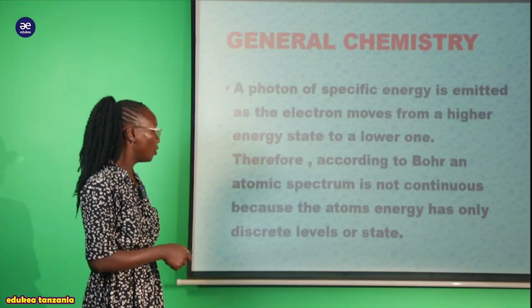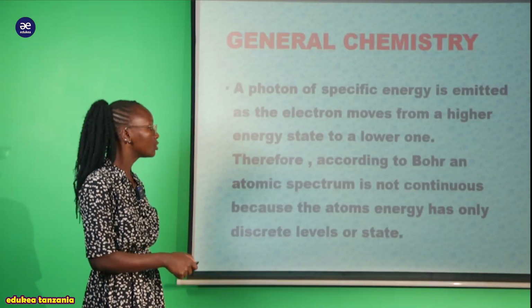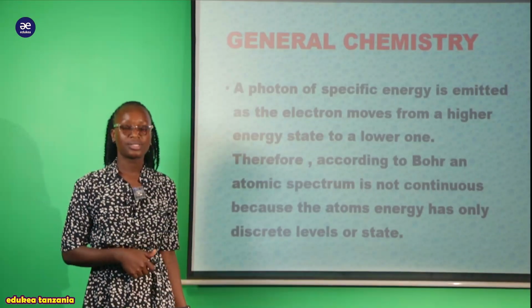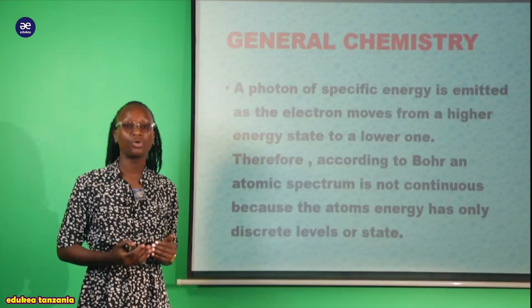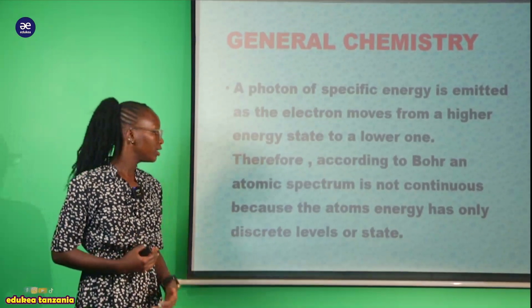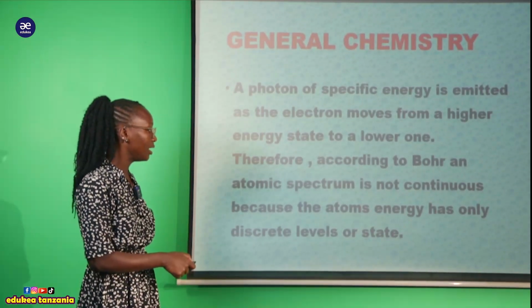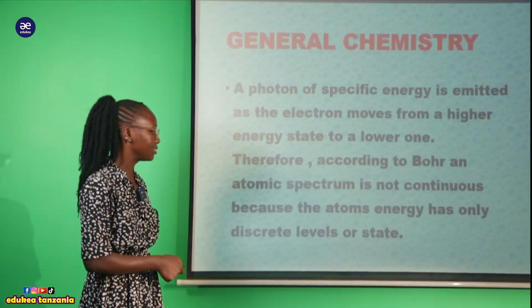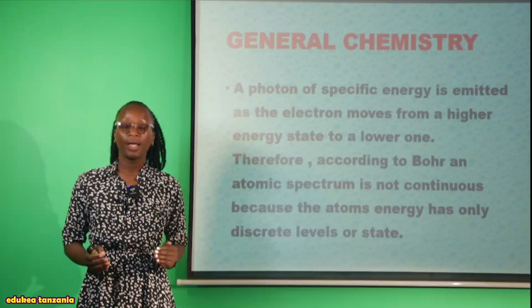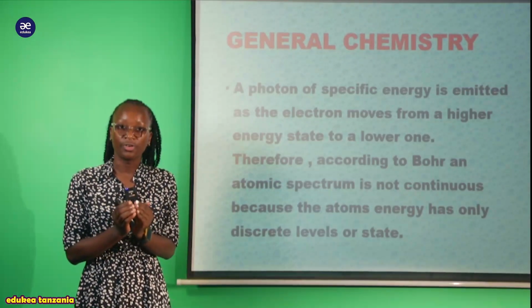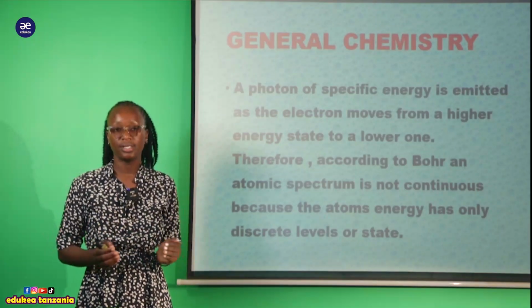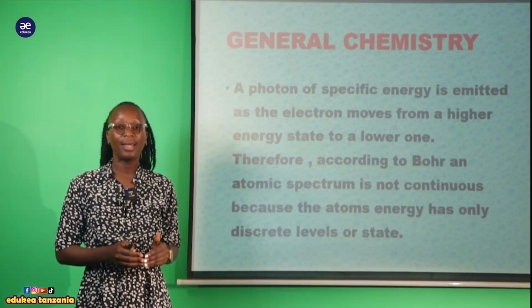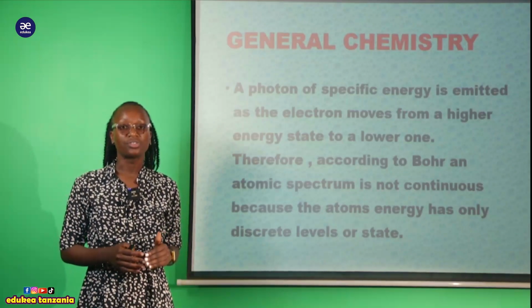Therefore, according to Bohr, an atomic spectrum is not continuous. Sasa kulingana na hili, Bohr akasema ile atomic spectrum not continuous. Why not continuous? Because the atom has only discrete energy levels or states. Lazima kuwe na specific kind of energy depending on the photon absorbed or emitted. Kwa hiyo hii ndio maana tunaona kwamba hii spectrum is not continuous.